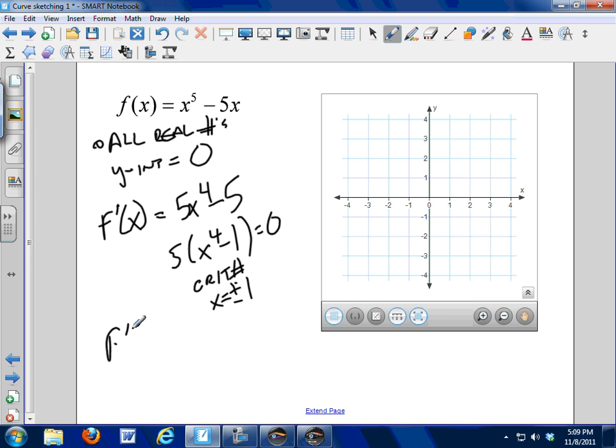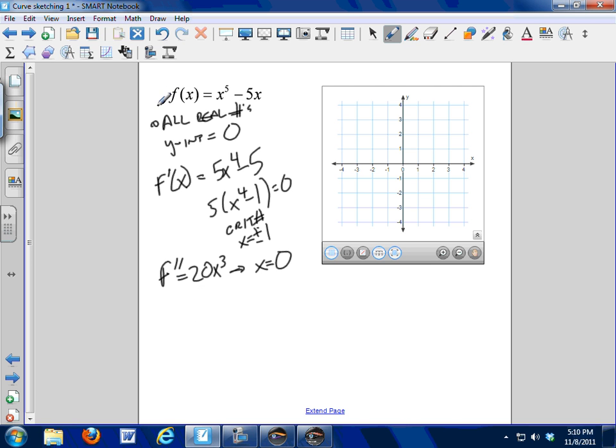Second derivative, f double prime of x, that's going to be 20x cubed. When is 20x cubed equal to 0? Well, when x is equal to 0. Okay, we're going to have to extend the page a little bit, and so let's go to the intervals. Okay, interval from negative infinity to my lowest critical number or point of inflection. We're going to bounce back and forth between them. Negative 1, negative 1 to 0, 0 to 1, 1 to forever.